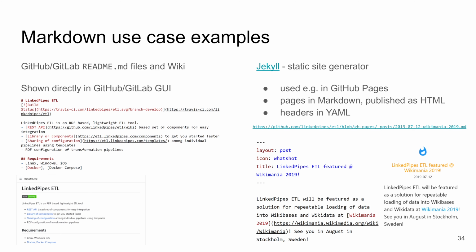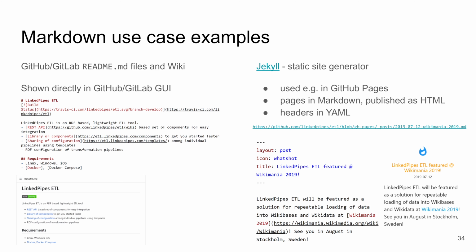Actually, what you see is a combination of Markdown and another file format that we talked about, which is YAML, and it is used as a metadata format in Jekyll pages. Okay, so this was Markdown and its use cases.